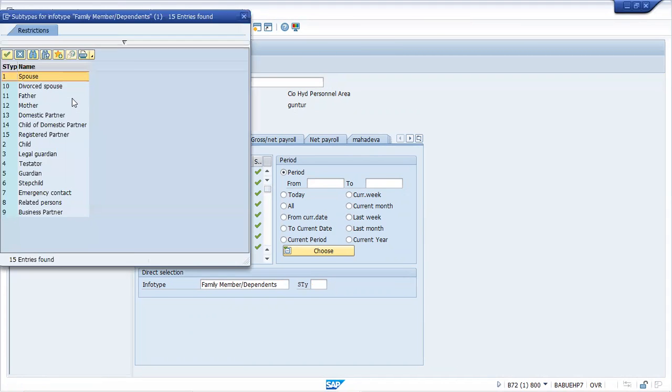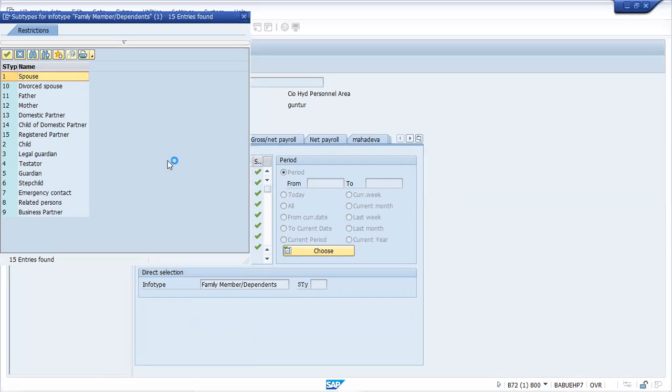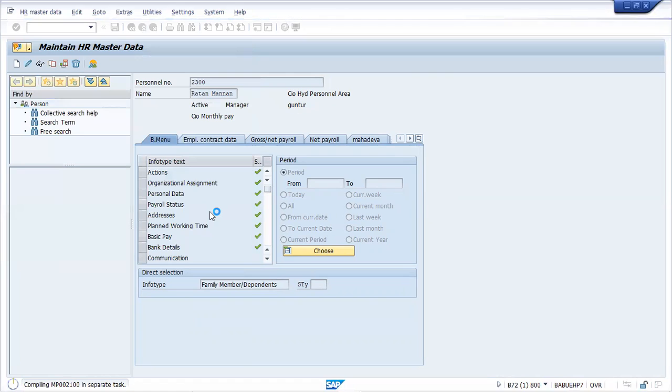Okay. Parent, child, spouse. So what do I need to take, the spouse? You can take spouse, you can take only one also, spouse, one child, you just maintain those things. I just click on spouse. Yeah.